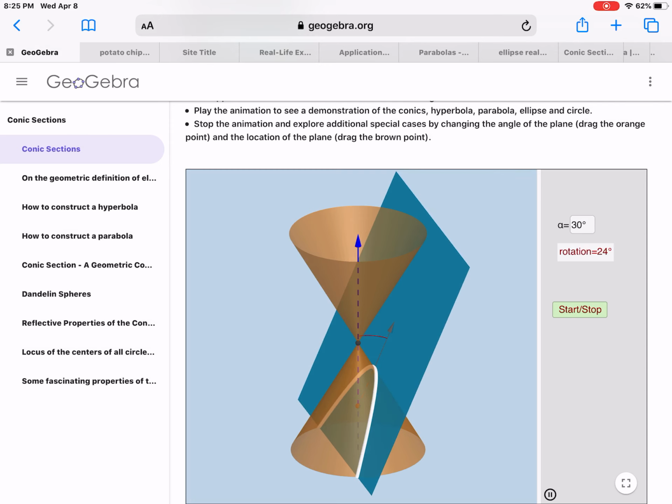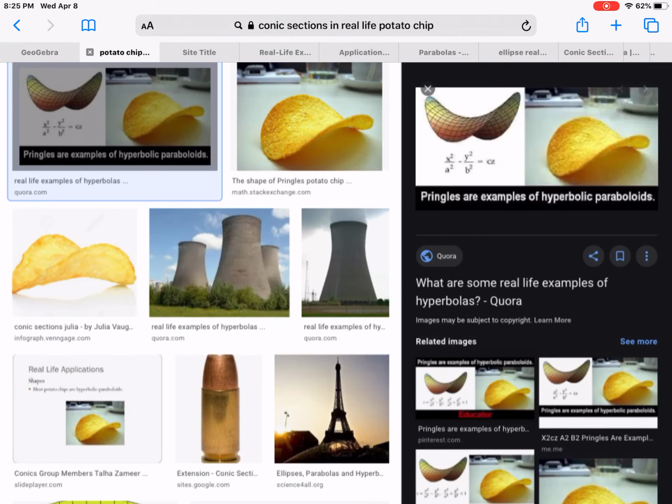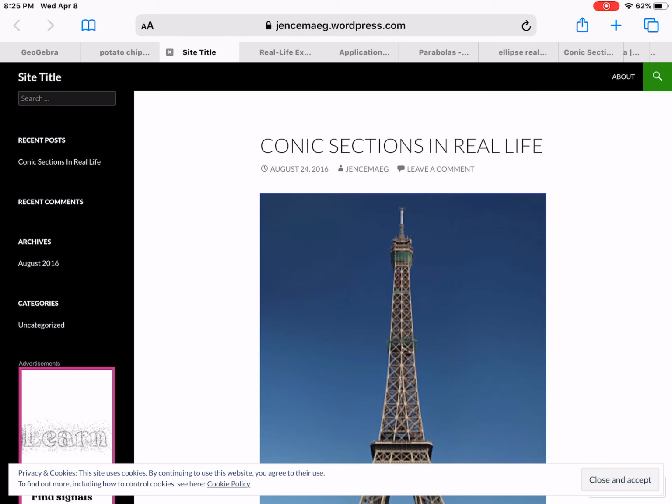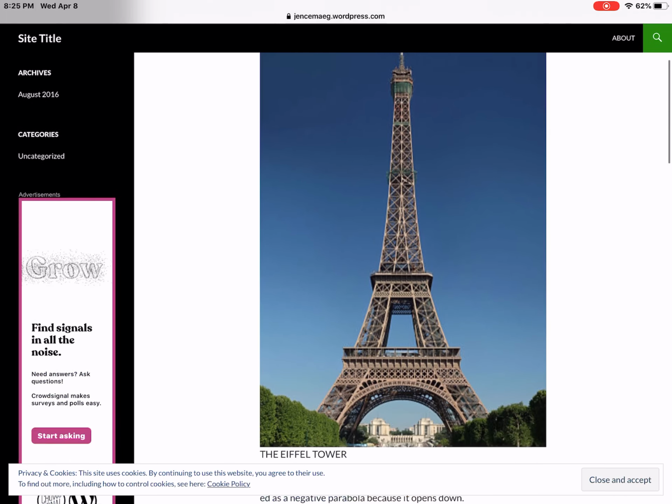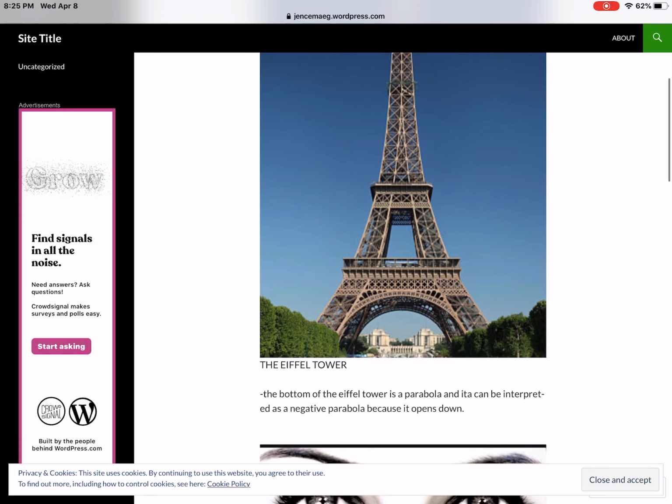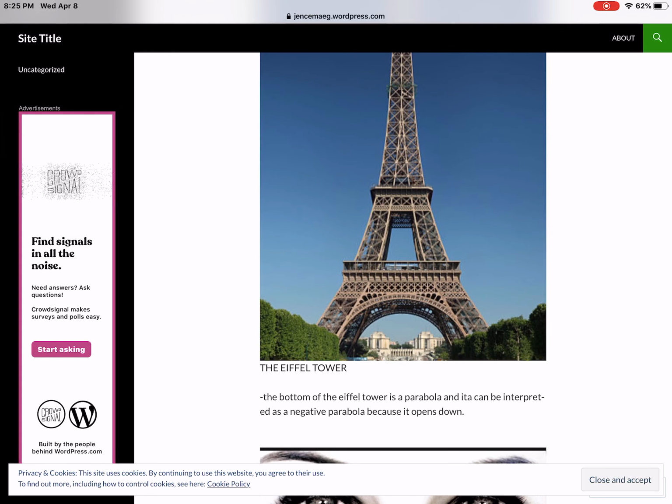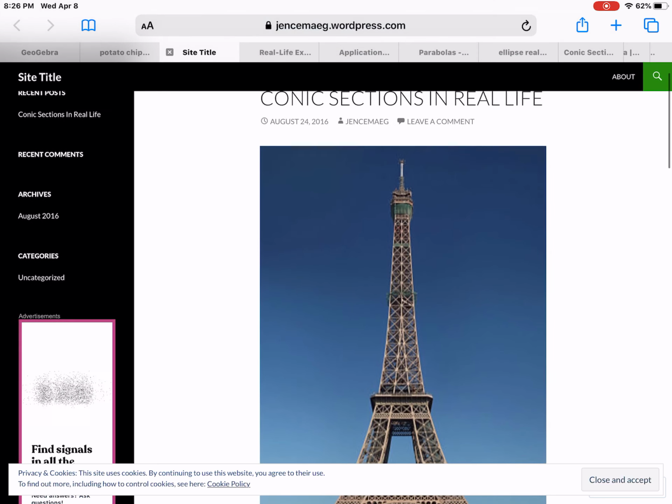Conic sections are seen in real life in lots of different cases, and so I've pulled up a few tabs for you to see some of those cases where we're going to maybe observe conic sections in real life. So this is the Eiffel Tower. The bottom of the Eiffel Tower is a parabolic shape. The part that you can see through at the base is a parabola.